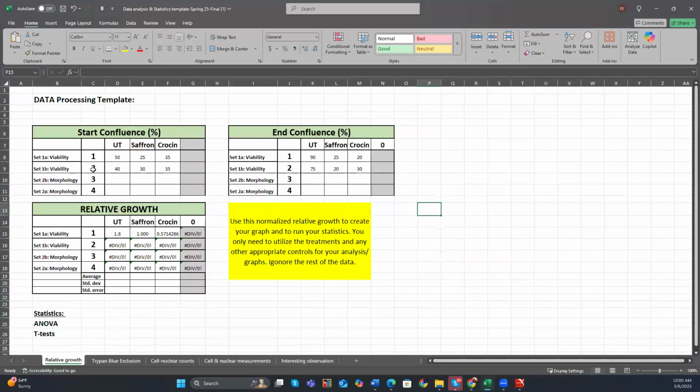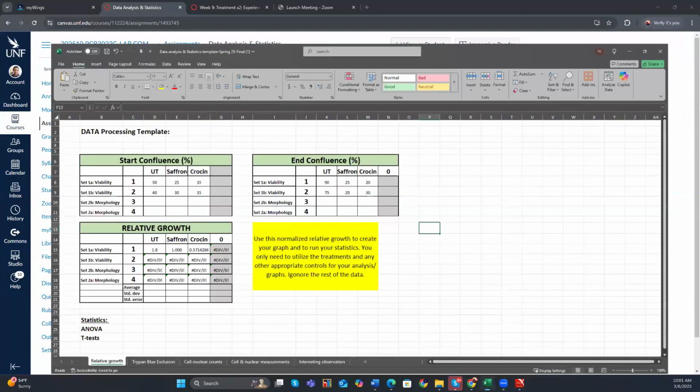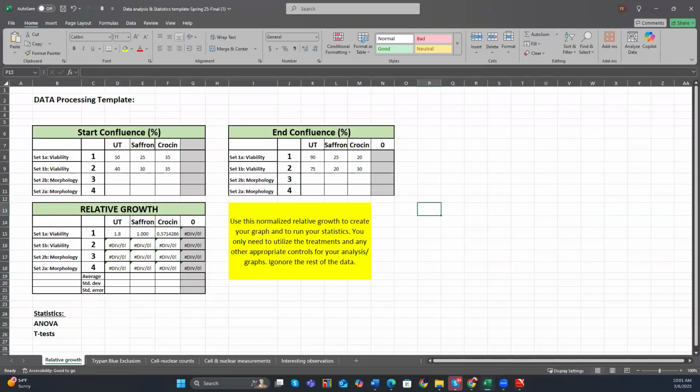Okay, so now where do I get the other two pieces of information? Well, I get the second set of information from the morphology assignment. Now, some of you may only have one set of data for morphology, like you only looked at one of the cover slips and copied that morphology. That's okay, that's fine too. You don't need to have both numbers as long as you have at least one set. You're going to have the minimum of n equals 3 for statistics. So don't panic and just use that.